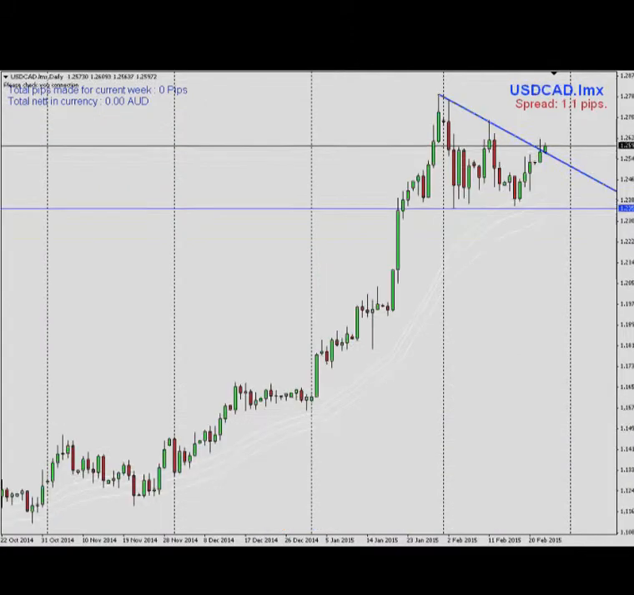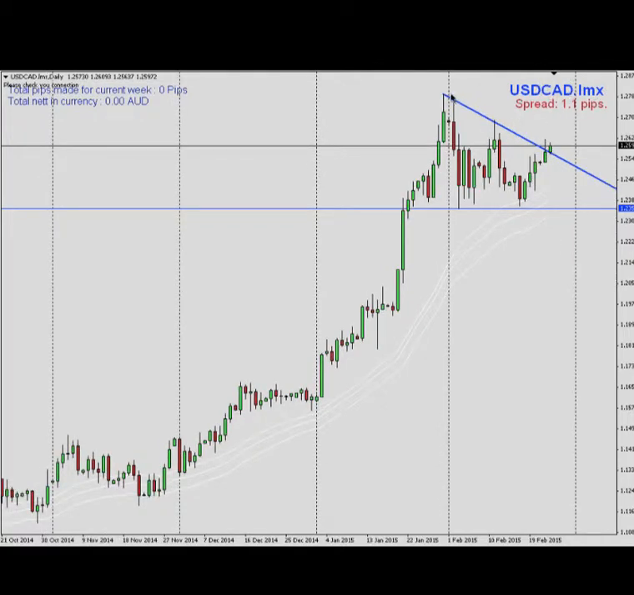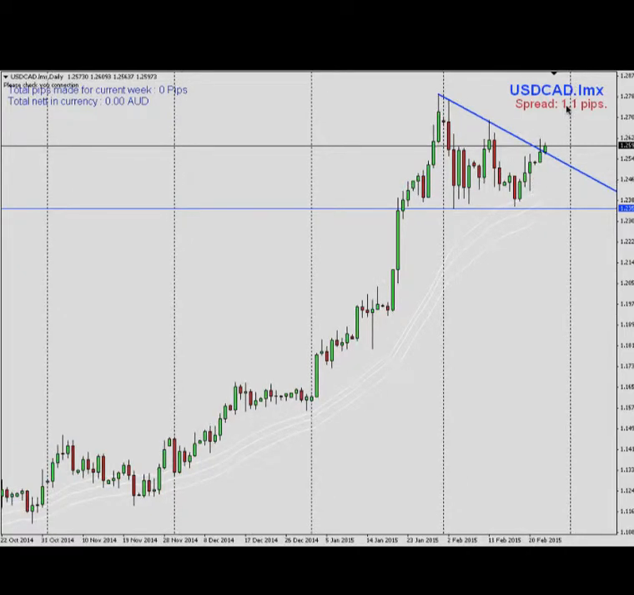If I was to move on to the CAD, as I mentioned, oil has come under some pressure, and as a result, we are seeing the US dollar rally, overtaking the Canadian dollar, and this downtrend line, which was a bullish flag. So this is a bullish flag formation after a major rally, potentially breaking out to the upside, and the momentum for this could continue.